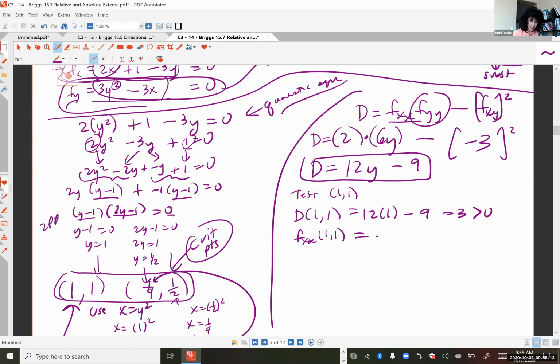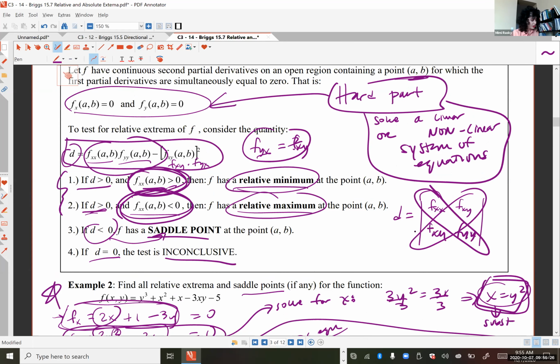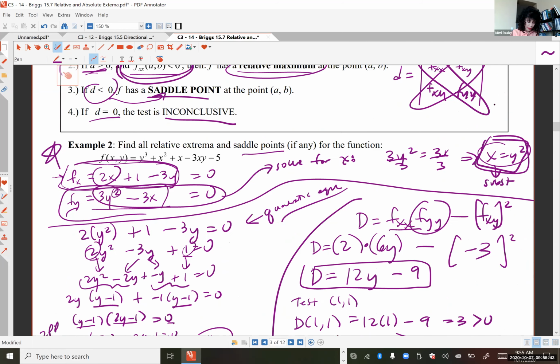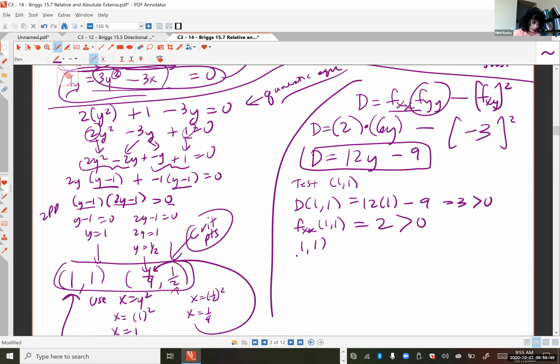Now in this problem, it turns out that fxx is a constant. That doesn't always happen. But the fxx for us is a 2, which happens to be positive. So what does the theorem say if D and fxx are both positive? Do I have a min or a max? Check the theorem. It's a min. Good, it's a min, because both of those are positive. So what can we say? We can say that the point 1, 1 is a relative minimum.